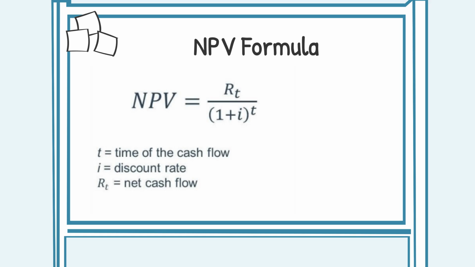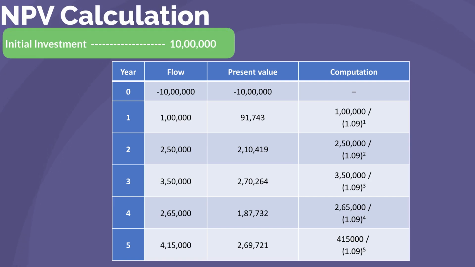This process discounts future cash flows back to their value in today's terms, reflecting the principle that money today is worth more than the same amount in the future due to its potential earning capacity. Let us say Chococrunch Incorporation wants to expand its business and so it is willing to invest 10 lakh rupees. The investment is said to bring an inflow of Rs. 1 lakh in the first year, 2 lakh 50,000 in the second year, 3 lakh 50,000 in the third year, 2 lakh 65,000 in the fourth year and 4 lakh 15,000 in the fifth year, assuming the discount rate to be 9%.